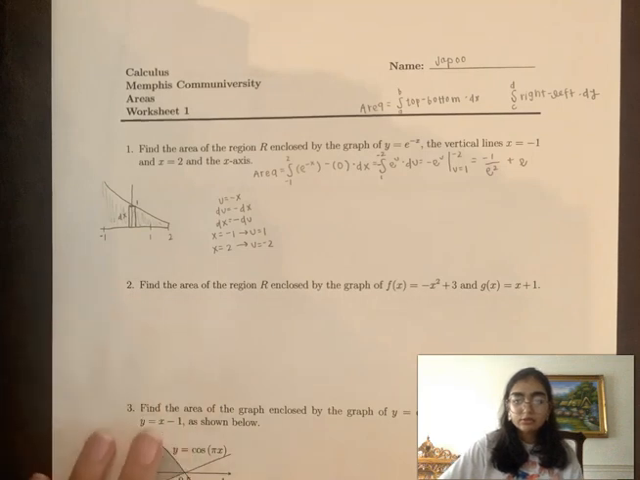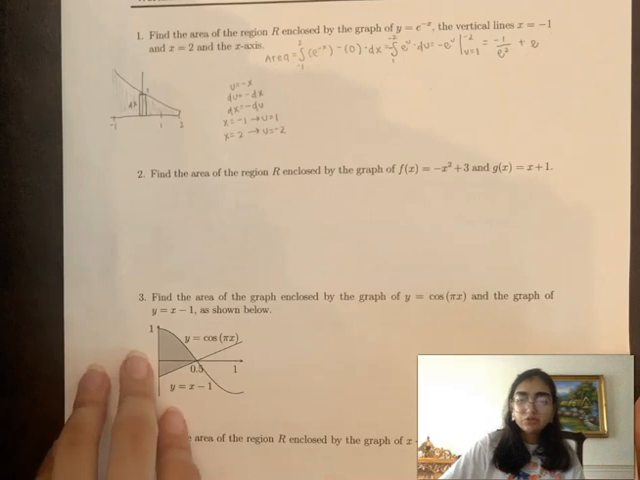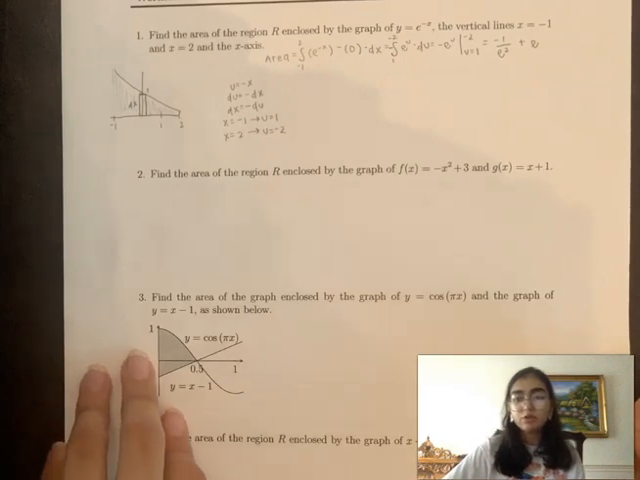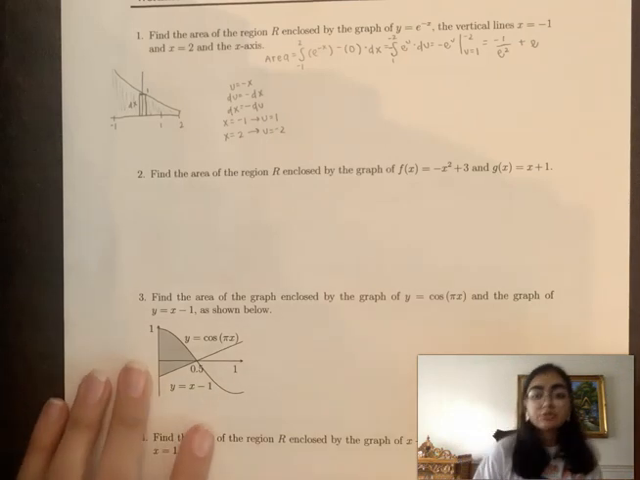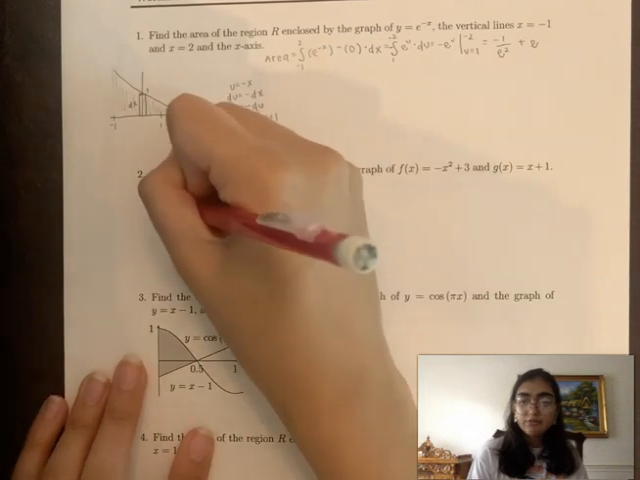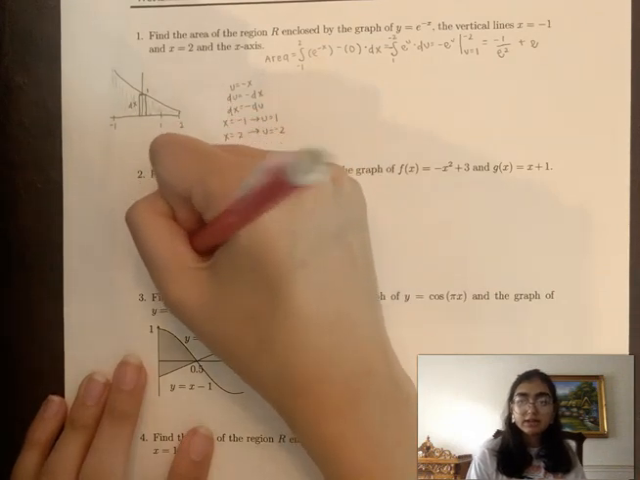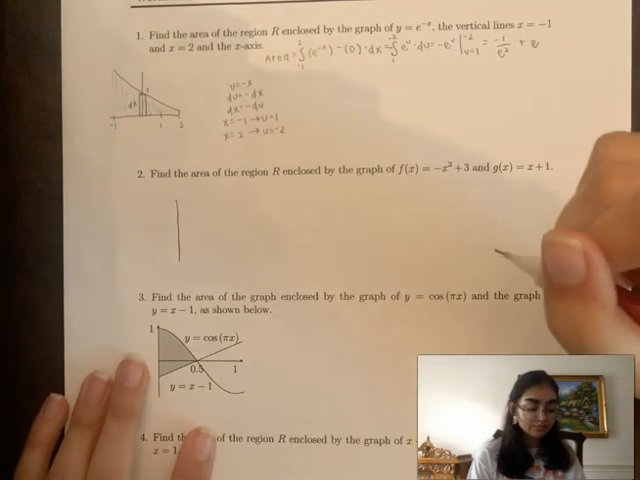All right, so let's try another problem. That one was fairly straightforward, especially because one of our functions that was enclosing our area was just the x-axis. So the function at the bottom of our rectangle was equal to 0. For this next one, you can see that we are given two functions. We're given f and g. f is equal to -x squared plus 3, and g is equal to x plus 1.